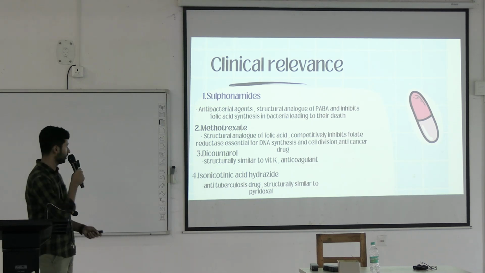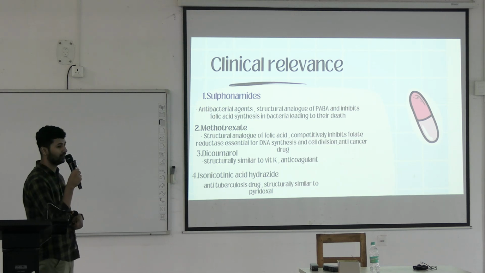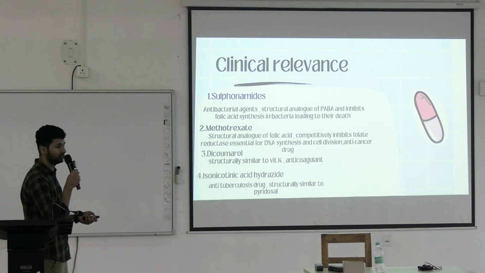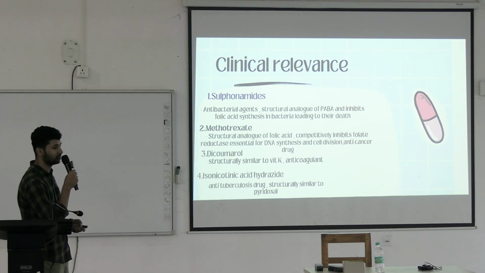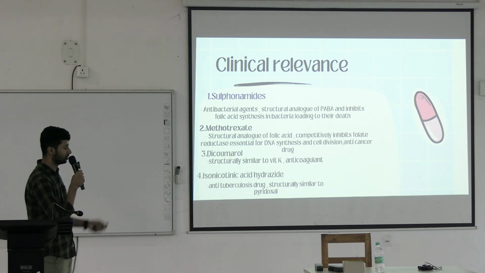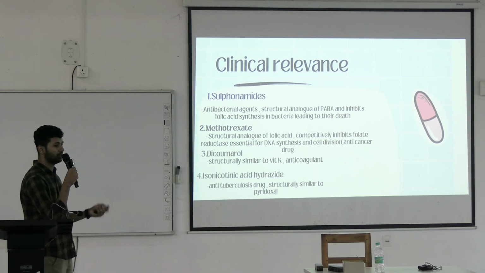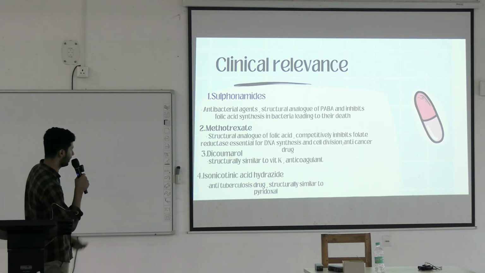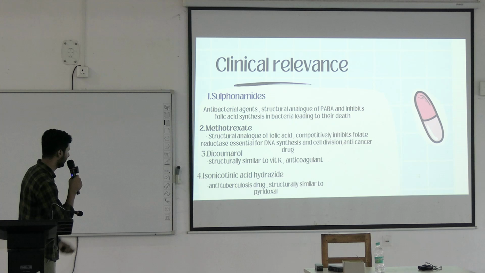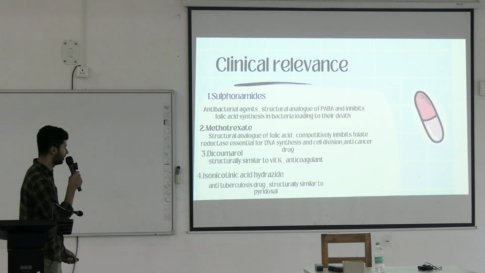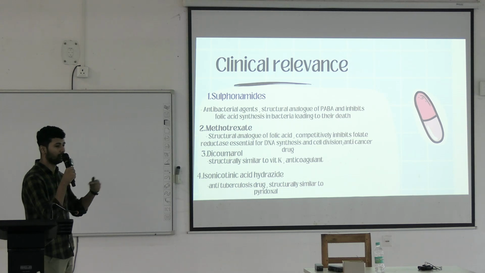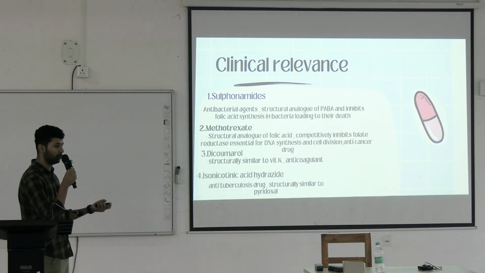Methotrexate. Methotrexate is a structural analog of folic acid, and it competitively inhibits the dihydrofolate reductase enzyme, which disrupts DNA synthesis and cell division, so we can use it as an anti-cancer drug. Then we have dicumarol. Dicumarol is structurally similar to vitamin K, so we can use it as an anticoagulant. Isonicotinic acid hydrazide, or INH for short, is an anti-tuberculosis drug and is structurally very similar to pyridoxal, but in prolonged use pyridoxal will decrease, which will lead to peripheral neuropathy.